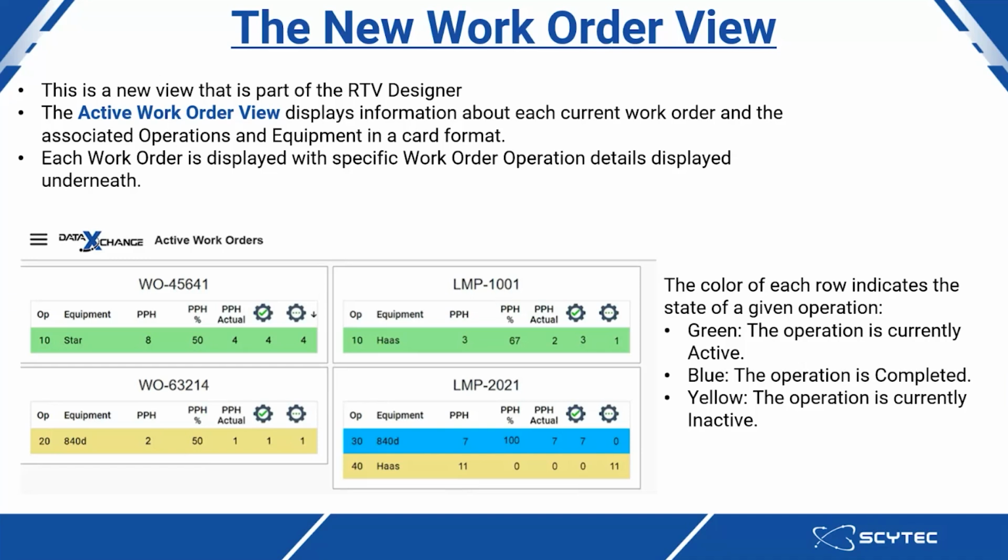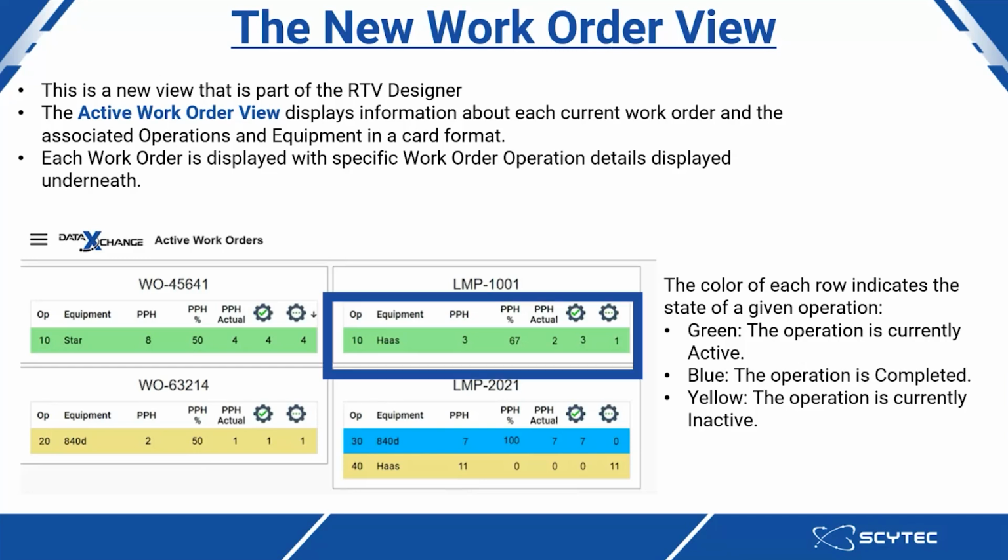Each work order is displayed with a specific work order operation detail displayed underneath it for this new active work order view. And the color of each row indicates the state of a given operation. So green, the operation is currently active. If you look in that image over there in the left-hand corner for the work order LMP 1001, we have a Haas machine that currently has 3 parts per hour that is dictated.